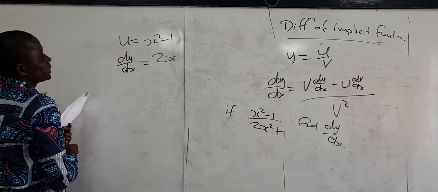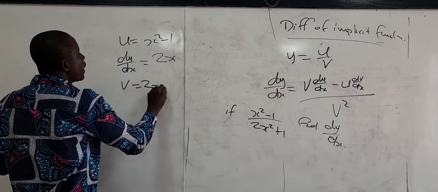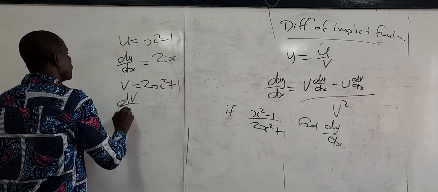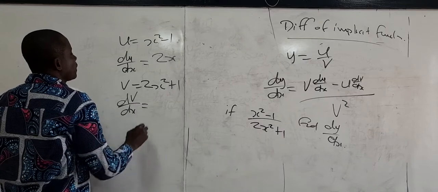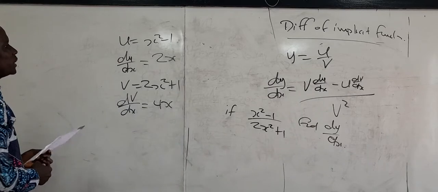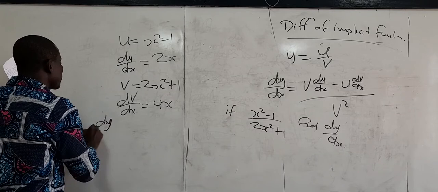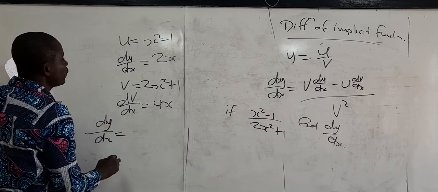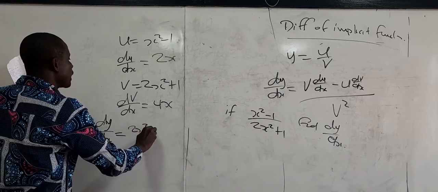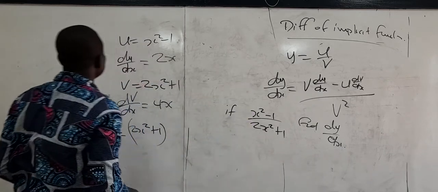V is the denominator, u is the numerator. So v is equal to 2x squared plus 1. Alright? So dv/dx is equal to what? 4x. This one will go to 0. And the rule says it's going to be v. What is the v? So dy/dx is equal to v, and v is 2x squared plus 1, right? That's your v, times du/dx.